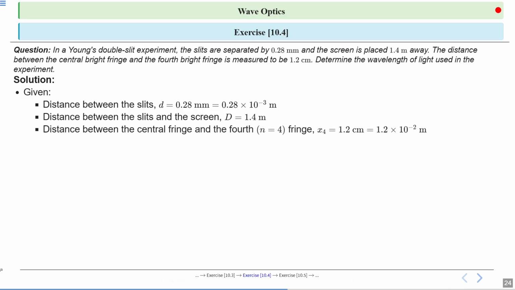We also know the distance between the central bright fringe and the fourth bright fringe, which is 1.2 centimeter. We convert this to meters as well. This measurement will help us find the wavelength of the light used.